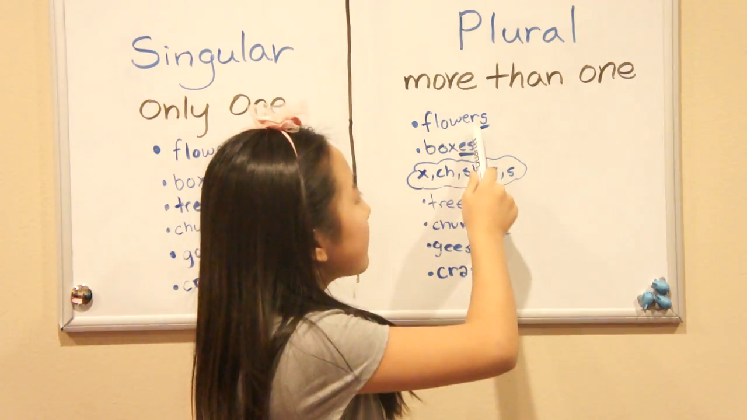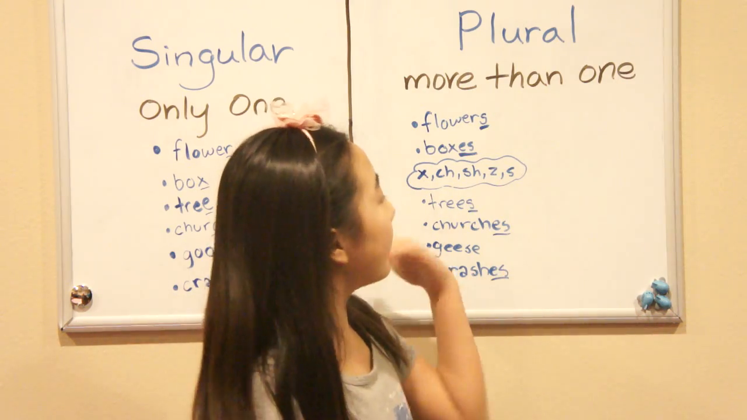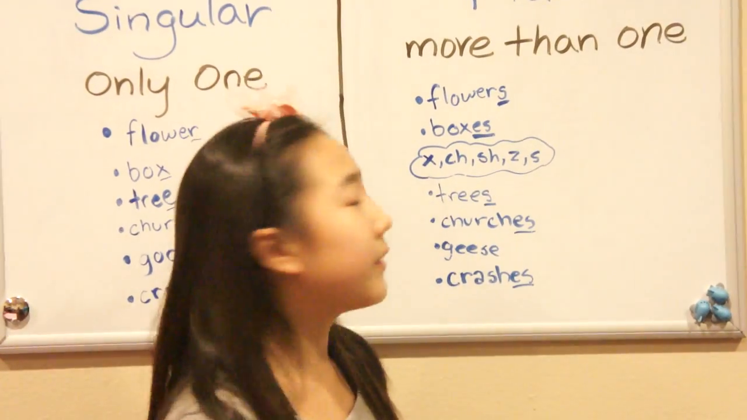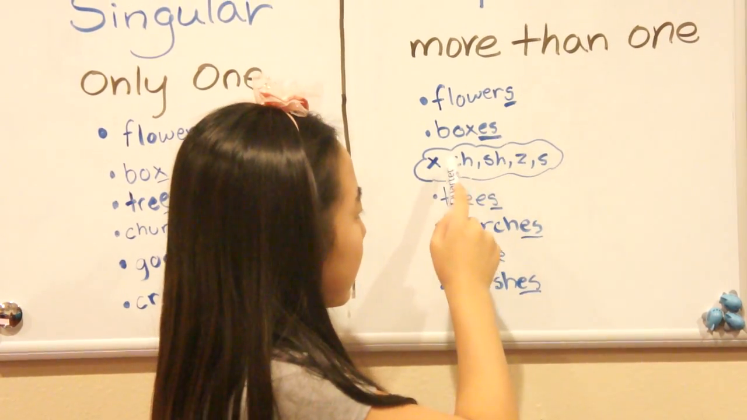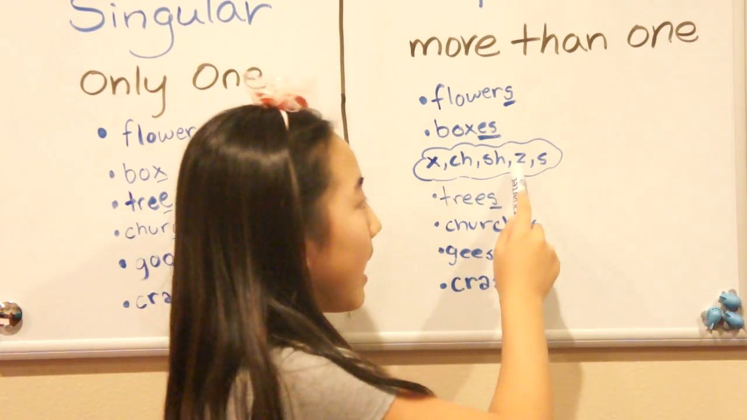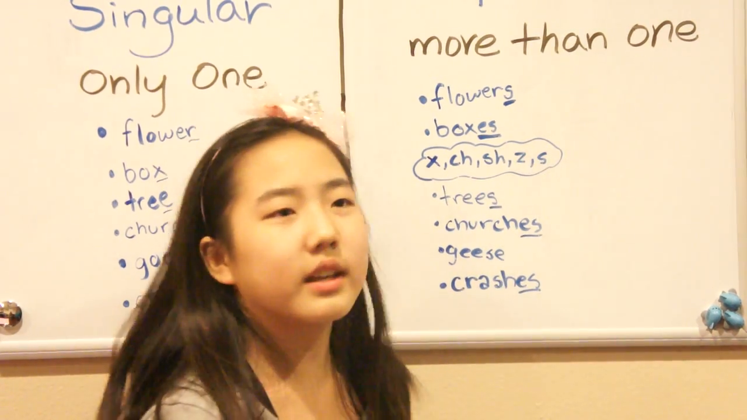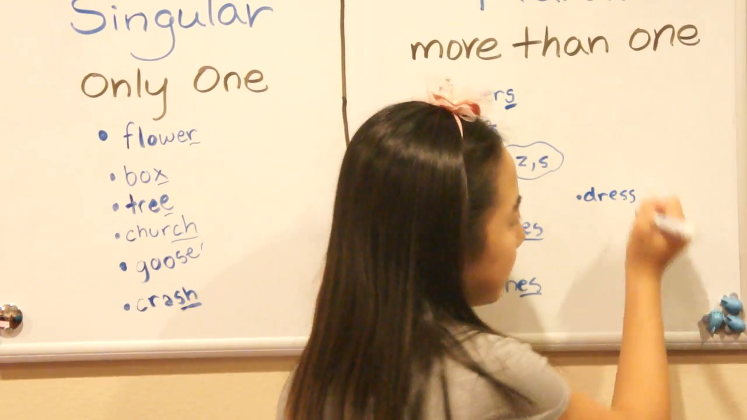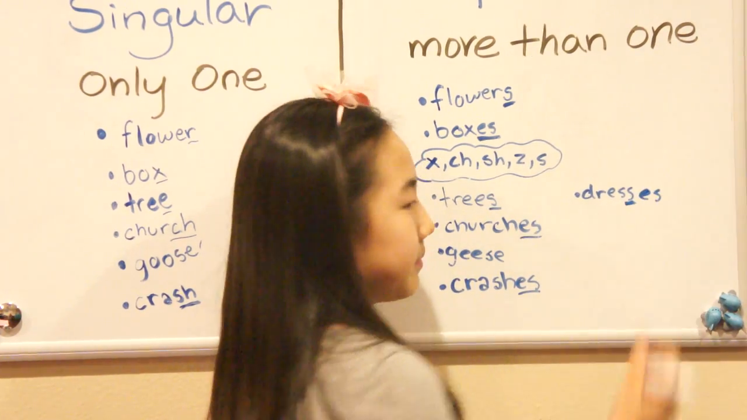So S. You just add S on most of all the nouns, but for words that end in these 5 sounds, you have to add ES. So X, like boxes. CH, churches. SH, crashes. I didn't have an example for Z. And an example for S is dress, but then you do dresses, since it's an S right there.